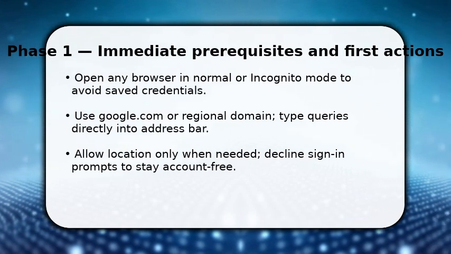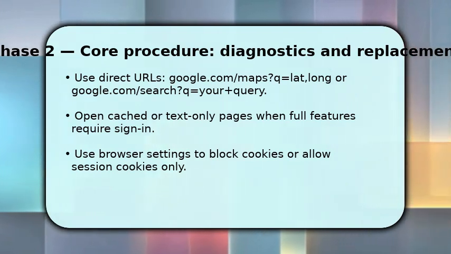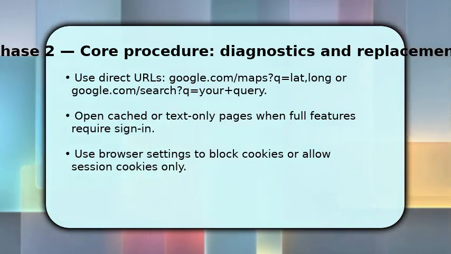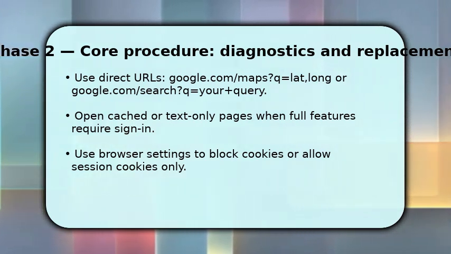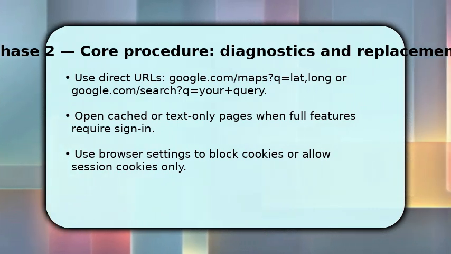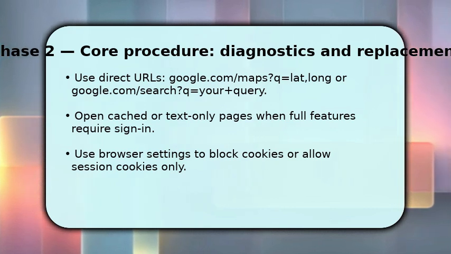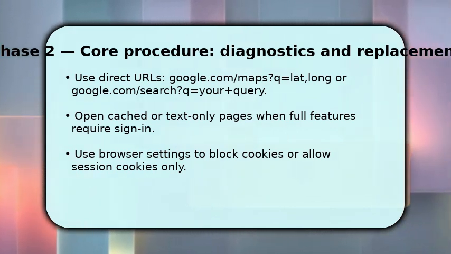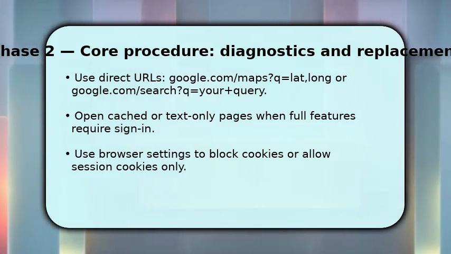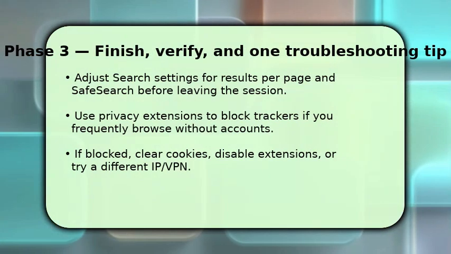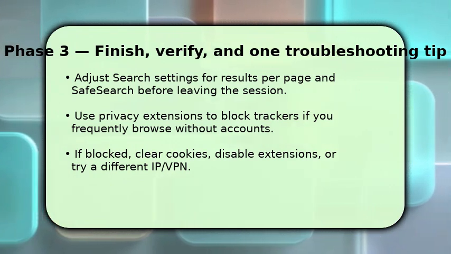Once done with basic search, you can access more advanced tools via direct URLs. Type google.com/maps?q=latitude,longitude for a location view, or use search operators like site and filetype to refine results. Make sure to use your browser's temporary cookie mode so features work for the session, but no account data is stored. If a feature asks for sign-in, try the cached page or text-only view to extract the information. This often preserves function. To finish, set your search preferences and save search while still unsigned to shape results for the session. Once complete, export or copy any useful links.